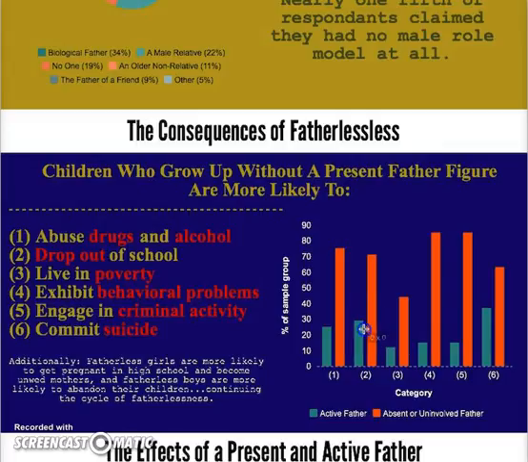I chose a vertical bar graph to display the data for these statistics with side-by-side bars representing those with active fathers and those with absent or uninvolved fathers. The category names would not fit on the x-axis, so instead the numbers on the x-axis correspond to the numbered consequences on the left here. 1, 2, 3, 4, 5, 6, 1, 2, 3, 4, 5, 6.